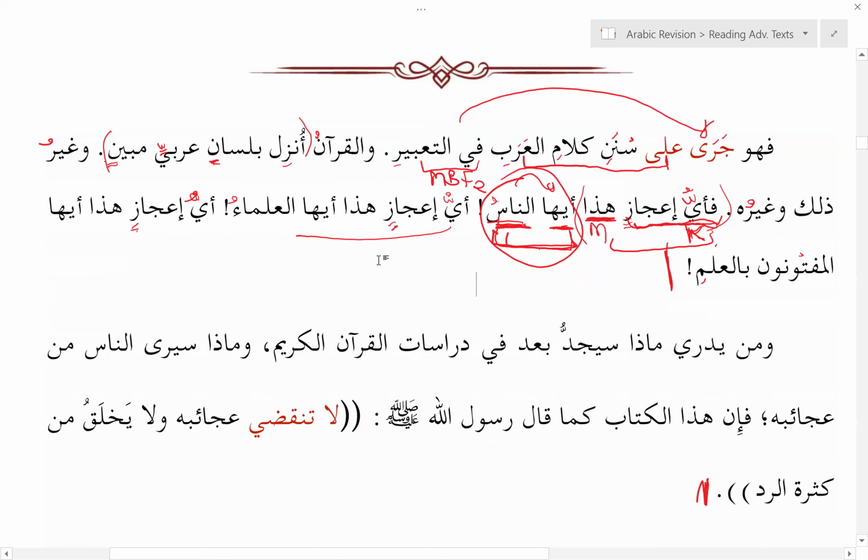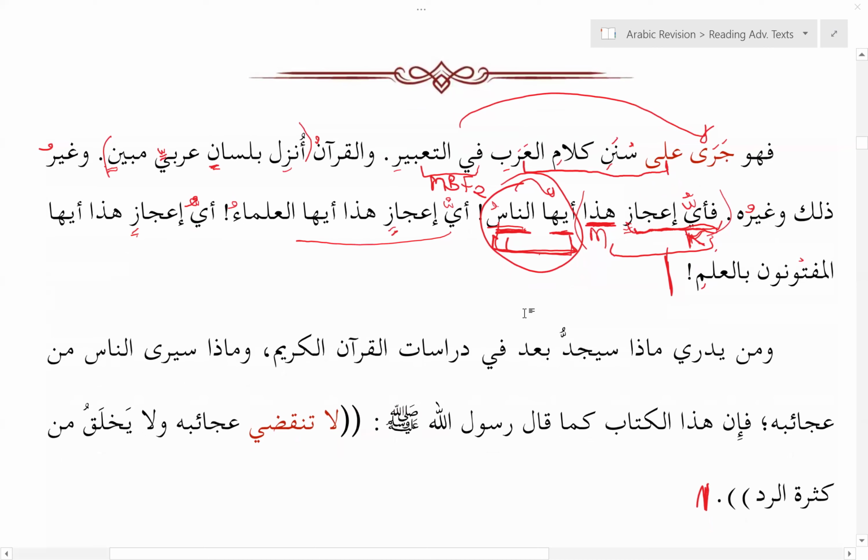Any other questions? Can we translate this, maftununa bil ilm, like those fascinated by knowledge? 100%, yeah. That would be the translation, I feel, the closest to what it means. Fascinated by knowledge, or knowledge enthusiasts.